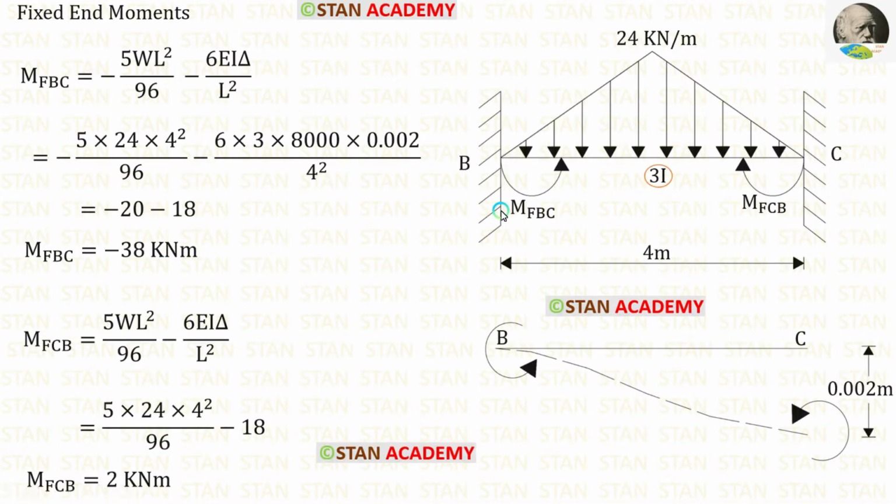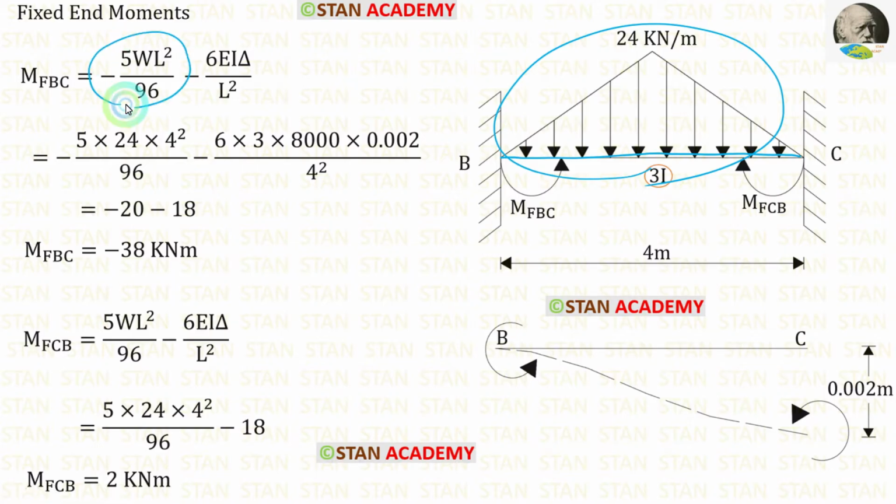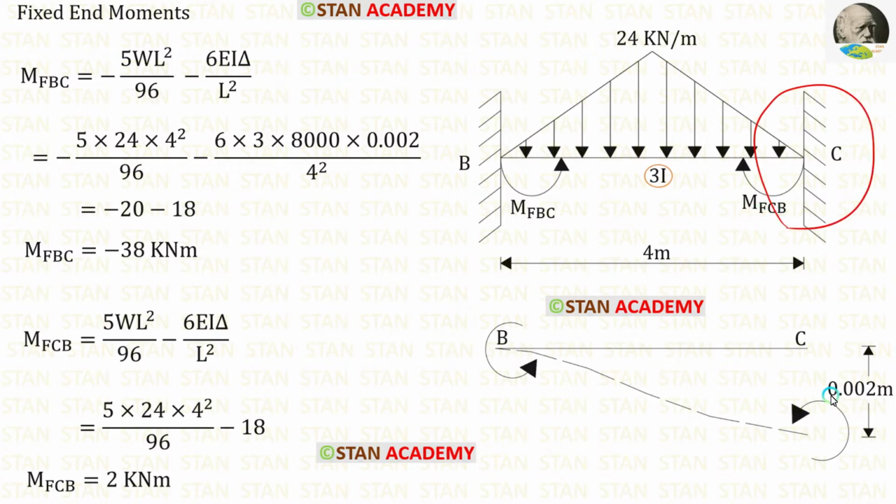Now, let us find the fixed end moments in the span BC. In the span BC, we have symmetrical, uniformly varying load. The formulas to find the fixed end moments are minus 5WL square upon 96 and positive 5WL square upon 96. Here W is 24 and L is 4. Let us apply them. The support C sinks by 0.002 meter. So we have to find the fixed end moments due to the sinking.